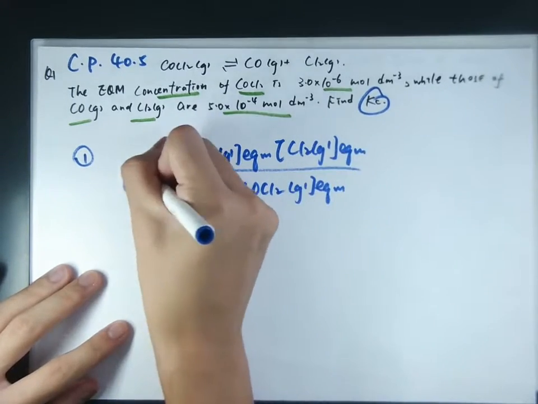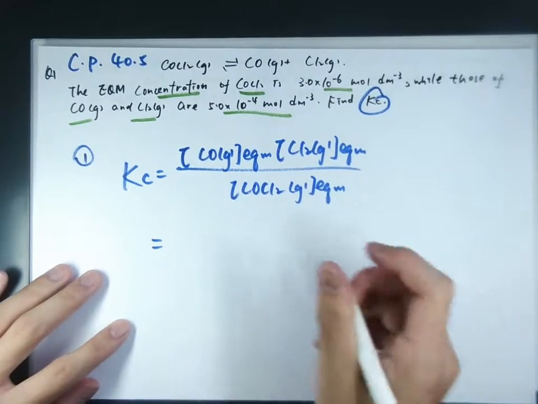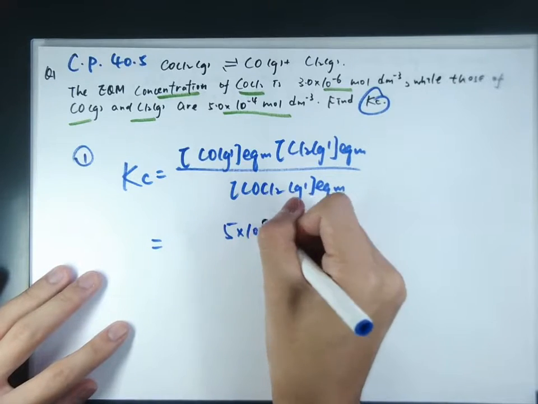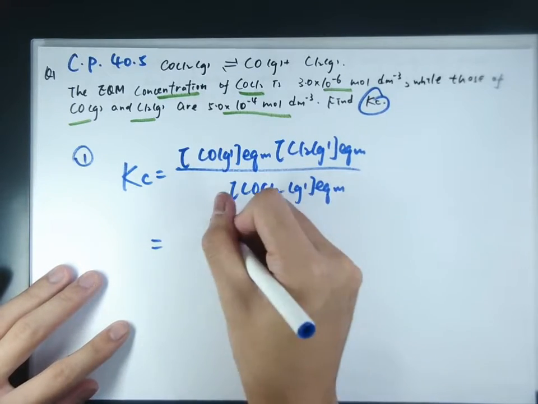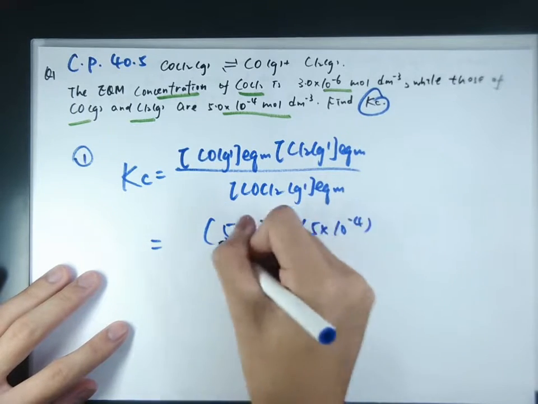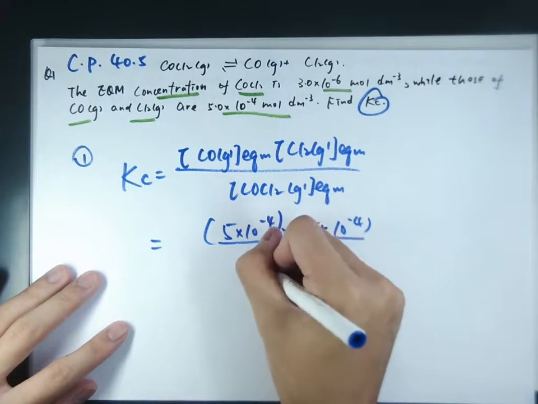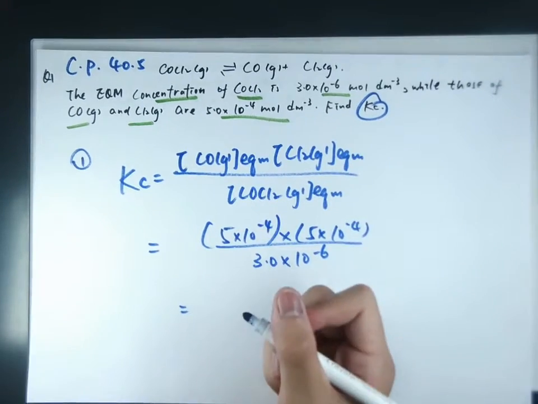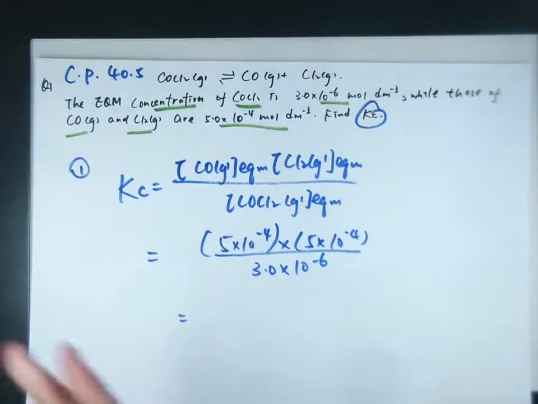Okay, and then we substitute the corresponding values. So CO 5 times 10 to the power negative 4 times 5 times 10 to the power negative 4 divided by 3.0 times 10 to the power negative 6. And what is the value of Kc? Now let's calculate the value of Kc, okay?